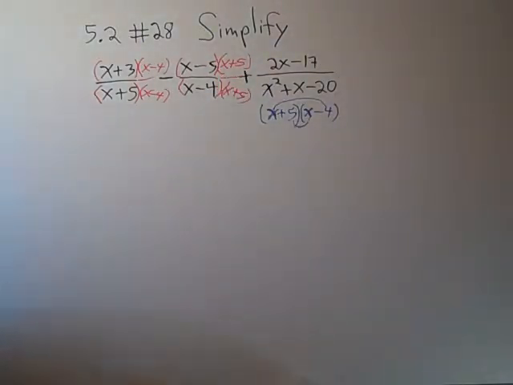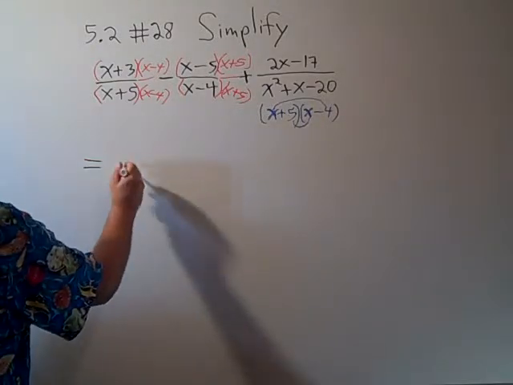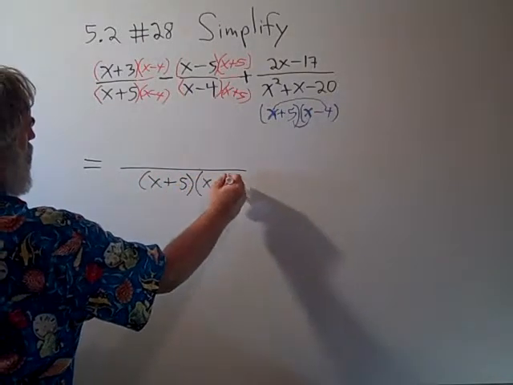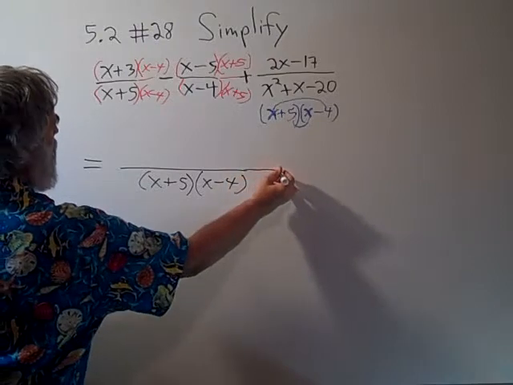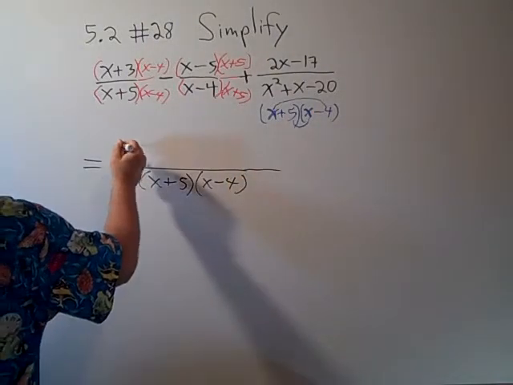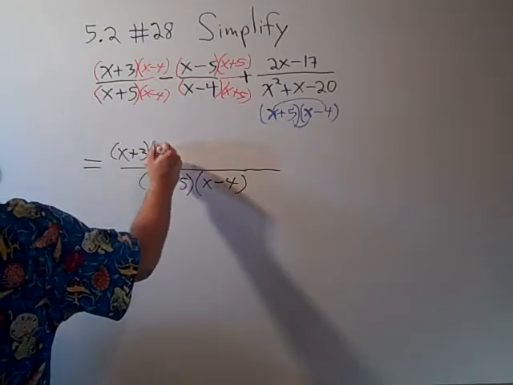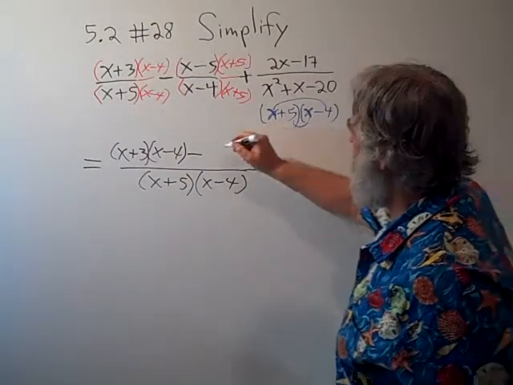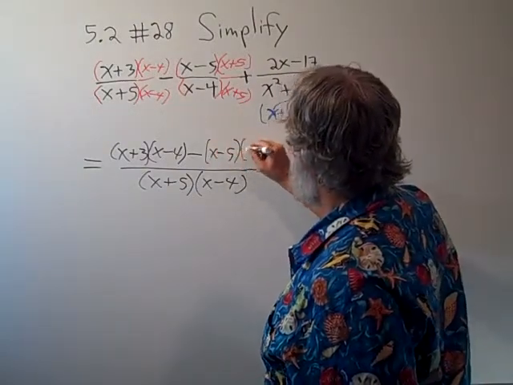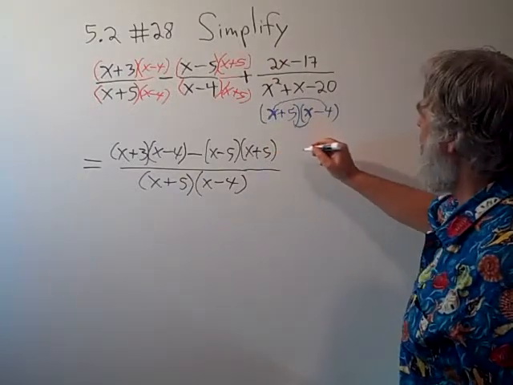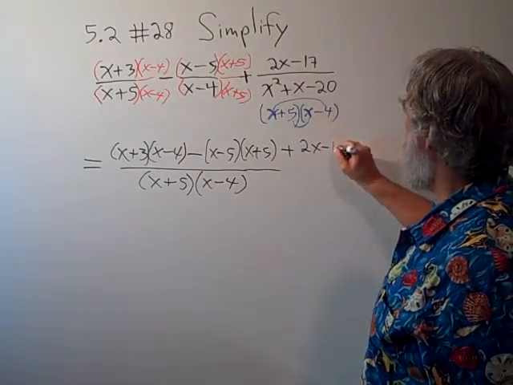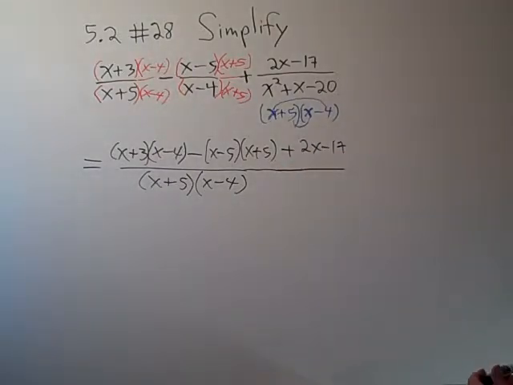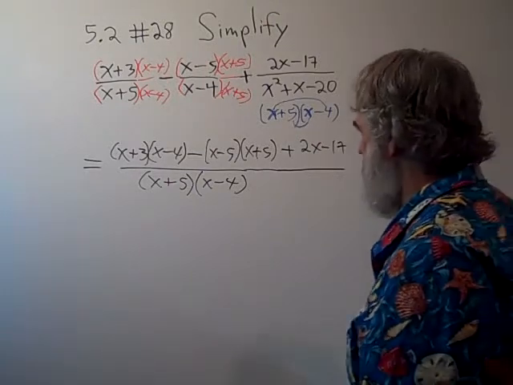And then we have the common denominator. So what we have is x plus 5 times x minus 4 for our denominator. And upstairs we have x plus 3 times x minus 4 minus x minus 5 times x plus 5 and plus 2x minus 17. So let's multiply this out so we can combine like terms.